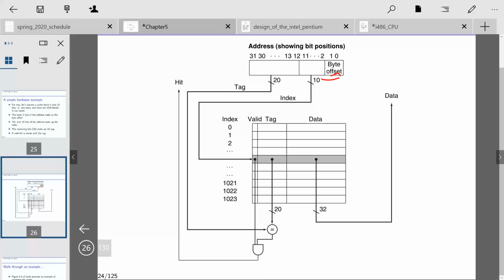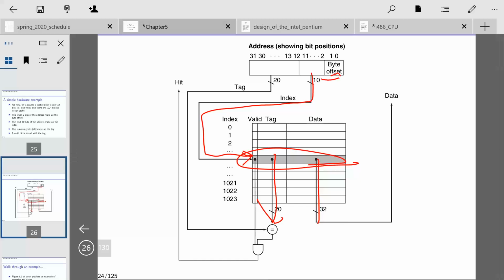So that doesn't even go to the cache. The next 10 bits goes to the index, which allows us to index our cache, and the other 20 bits is then stored as the tag. To access the cache, we take the 10 bits and feed them in here, and that allows us to pull the data and the tag from that cache block. This is a cache block right here, our cache line. We call them cache line or cache block; we use those terms synonymously.